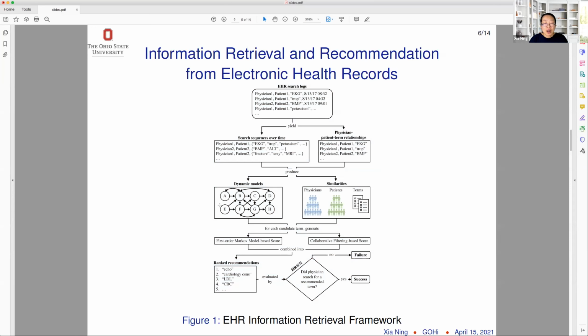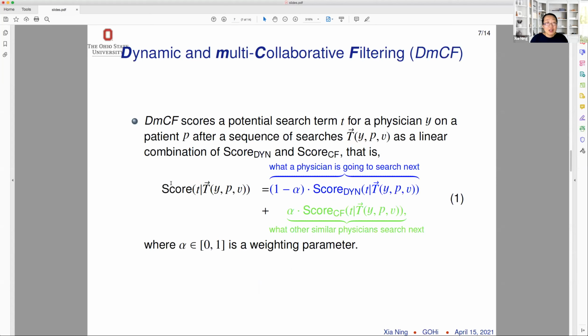So this is the overall flow chart of our system. In this algorithm, we'll model the dynamics, the sequential orderings of different information items searched over time, and utilize the similar physicians and the similar patients. So this is the overall framework. But here, I will have a little bit of math about how we calculate those scores, but just don't worry about all the math. I just want to use those equations to represent the basic ideas.